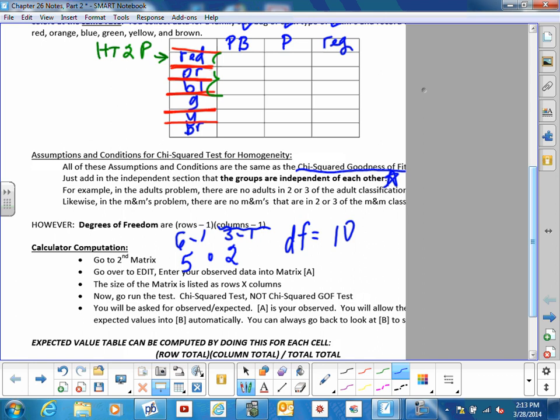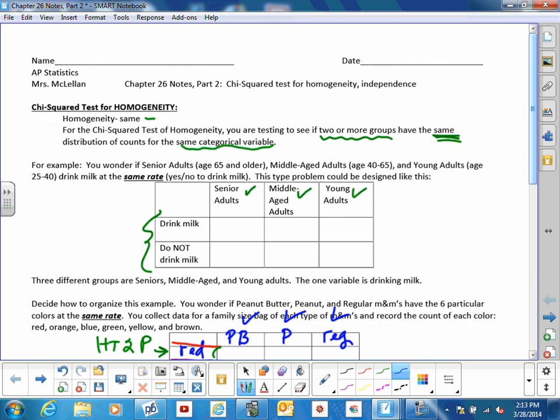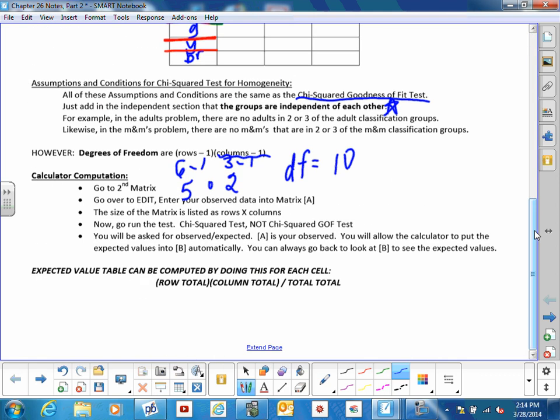Okay? So that's the only thing different. Now we do put it in the calculator differently. And you can see down here I list all of these calculator steps so that in a little bit, when we get ready to do those, you can do them in your calculator and you still have them written here so that you don't have to write the steps out yourself. So let's go to a problem.